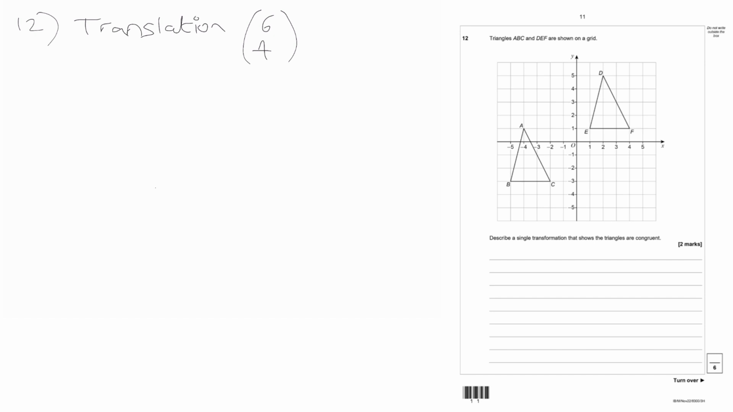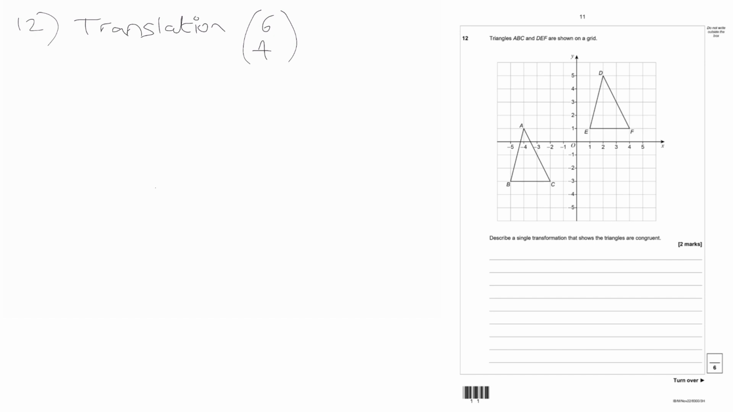So if we start from point B, B has an x coordinate of -5, and we want to get to 1, which is the x coordinate of E. So, yep, that's a +6 translation in the x direction. And then B has a y coordinate of -3 and E has a y coordinate of 1. So we need a y translation of +4. So the translation works for point B to E.